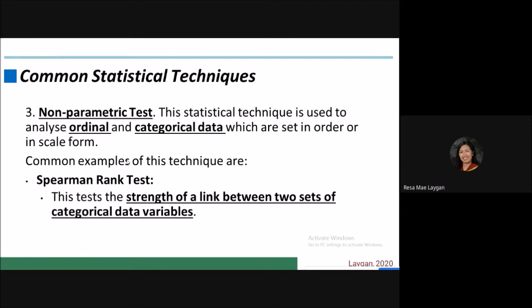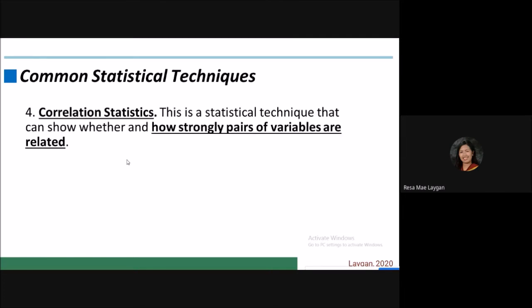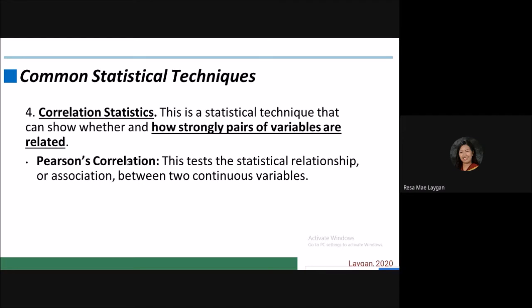Another common statistical technique is the correlation statistics, and this is very common. This is a statistical technique that can show whether and how strongly pairs of variables are related. It is the same as the Spearman rank test, but the difference is that the Spearman rank test focuses on categorical data. Here, under the correlation statistics, it shows how strongly pairs of variables are related. And under this we have the Pearson's correlation.